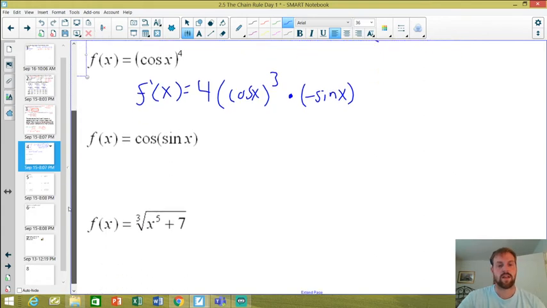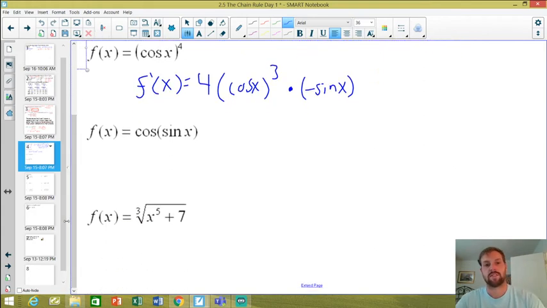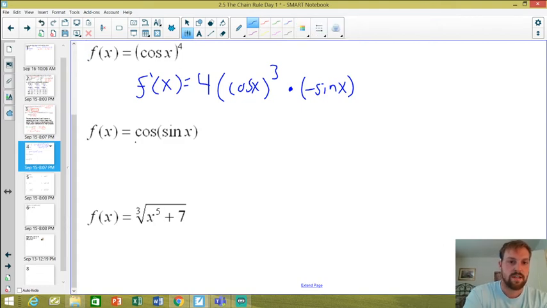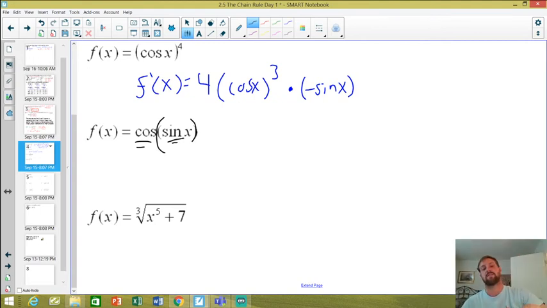All right, what about the next one? We got cosine of sine of x. So as you can see, the outside function is the cosine part. I'm taking the cosine of sine of x being the inside. So we're plugging sine into cosine. How is this going to look?